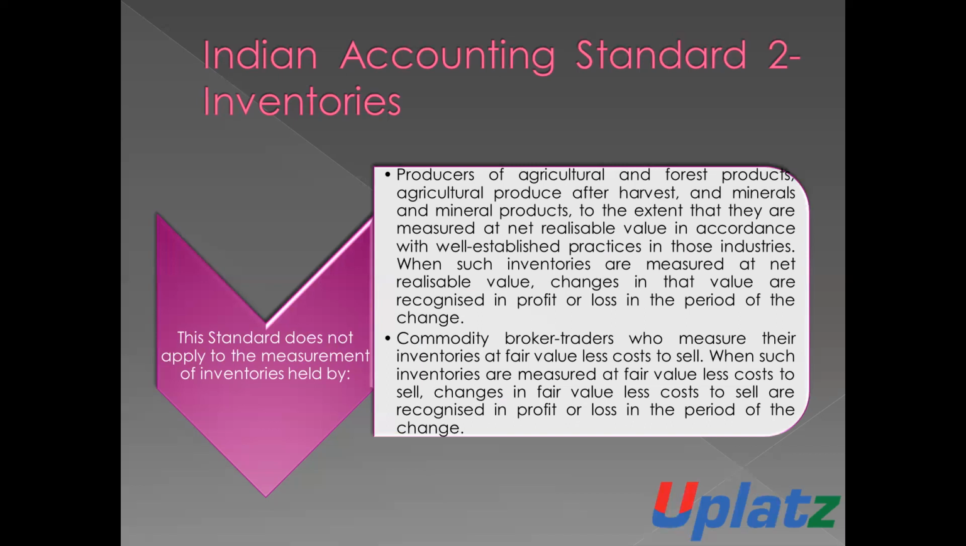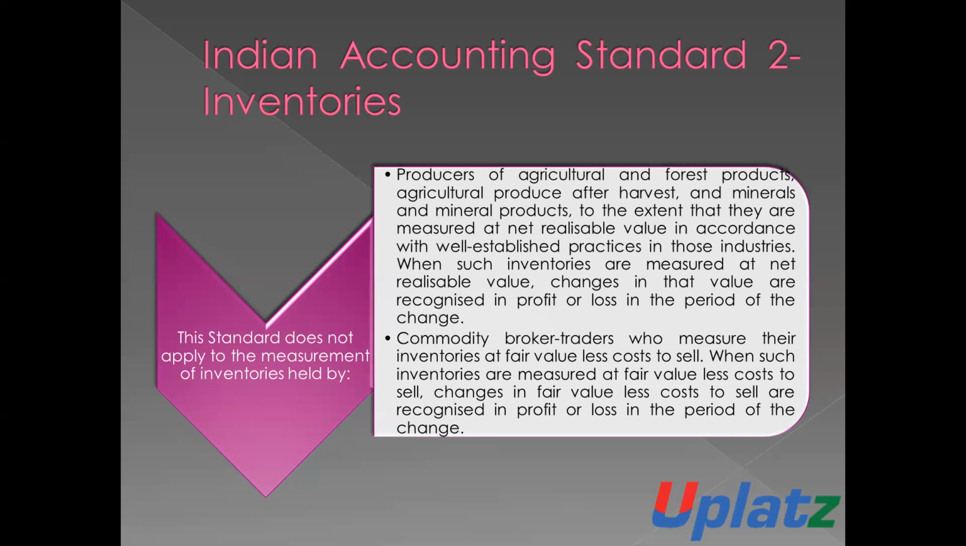Commodity broker-traders who measure their inventory at fair value less cost to sell: the provisions of Ind AS 2 will not be applicable on such broker-traders. When such inventories are measured at fair value less cost to sell, then the changes in fair value less cost to sell are recognized in the statement of profit and loss in the period in which such changes are made.